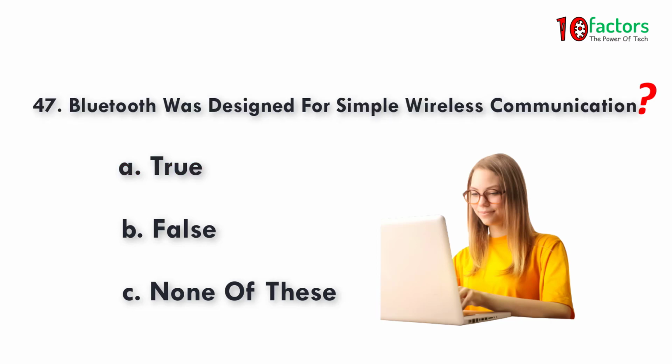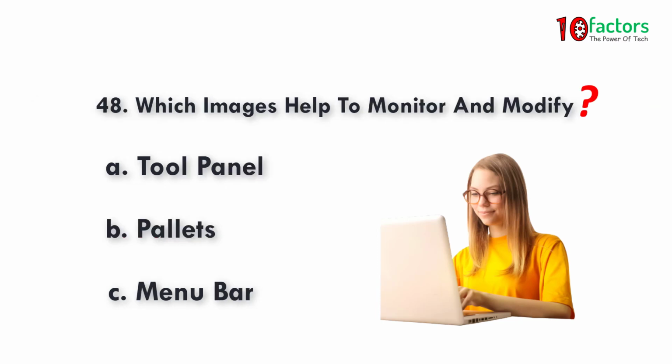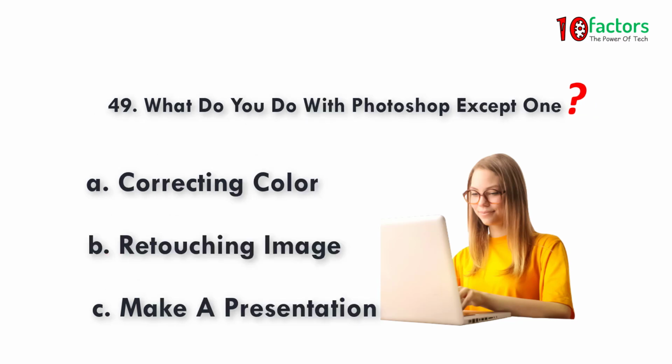True. Question 47. Bluetooth was designed for simple wireless communication. A. True. B. False. C. None of these. Right answer, B. False. Question 48. Which images help to monitor and modify? A. Tool panel. B. Palettes. C. Menu bar. Right answer, B. Palettes. Question 49. What do you do with Photoshop except one? A. Correcting color. B. Retouching image. C. Make a presentation. Right answer, C.